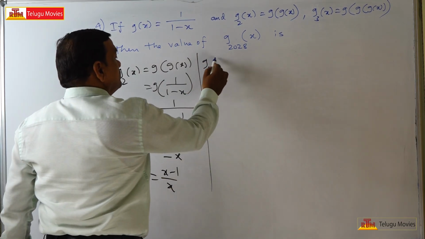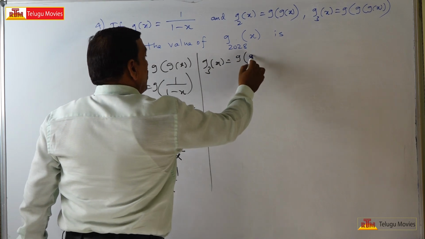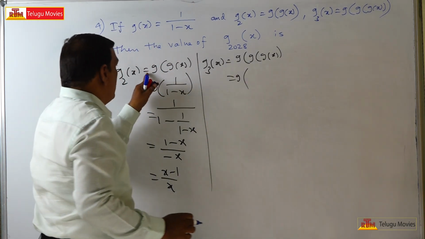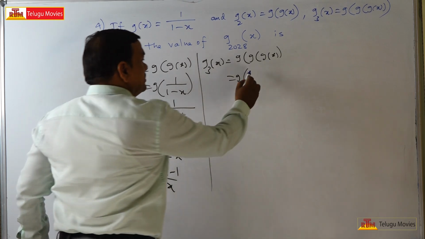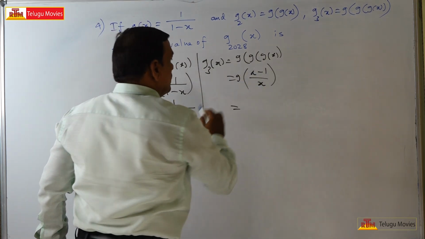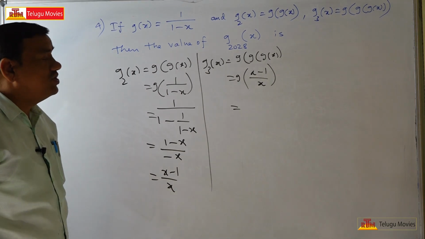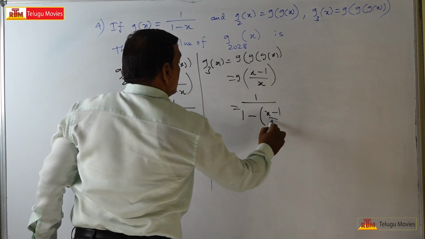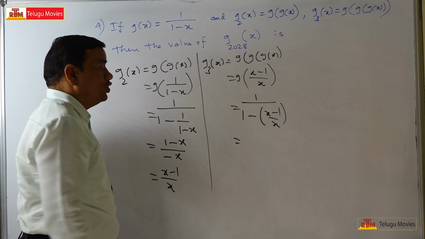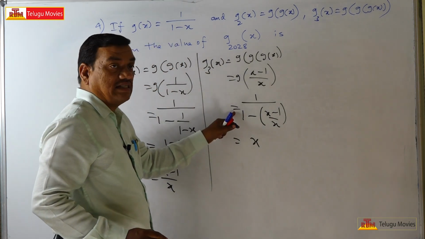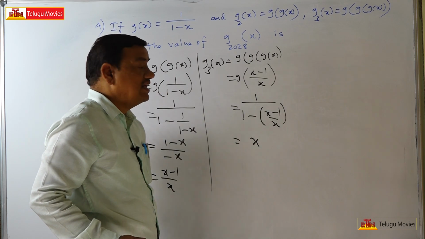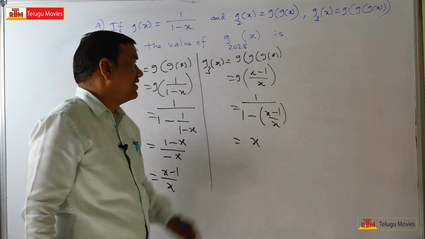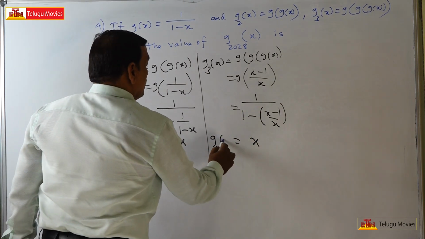g3 of x is equal to g of g2 of x. We already found g of x, no need to find it again. Substitute x minus 1 upon x in g: 1 upon 1 minus (x minus 1) upon x. Take x in the numerator. Here x minus x plus 1 gets cancelled, and what remains is x. So g3 of x is x.